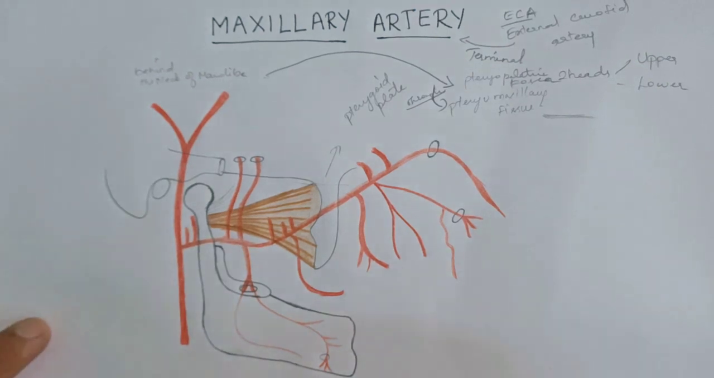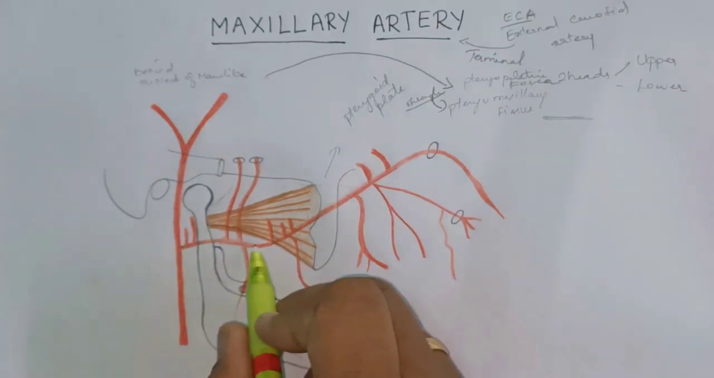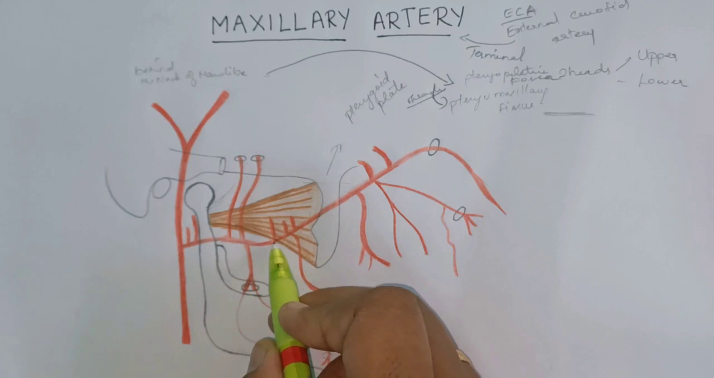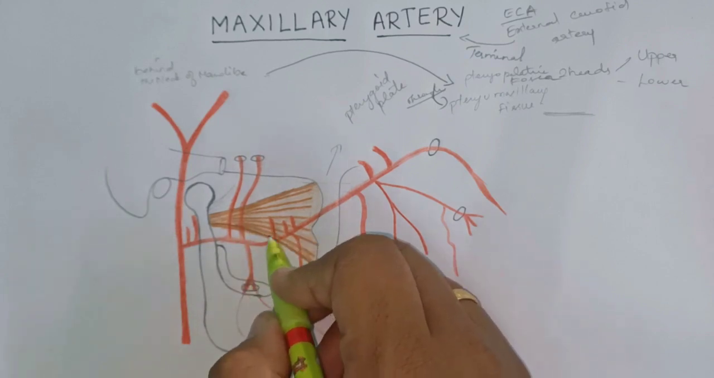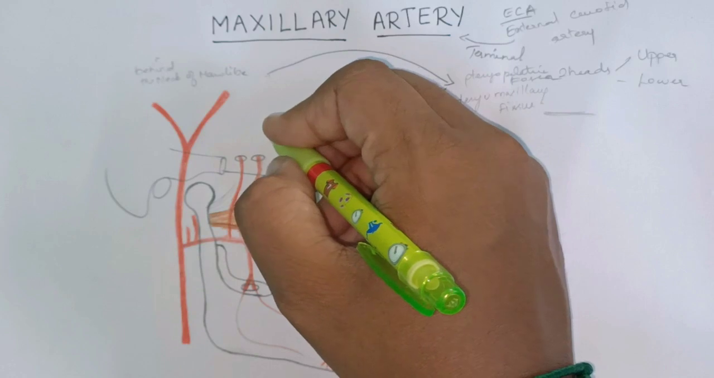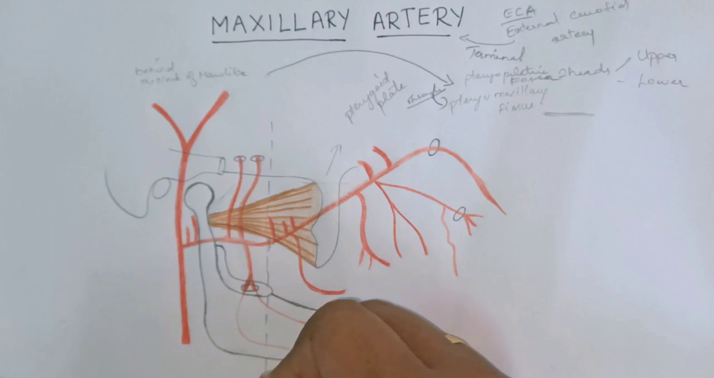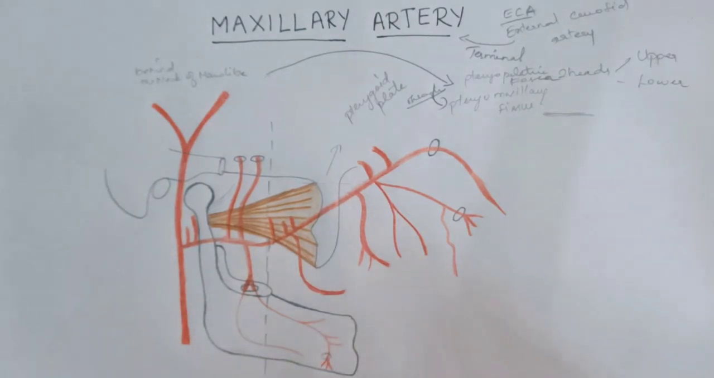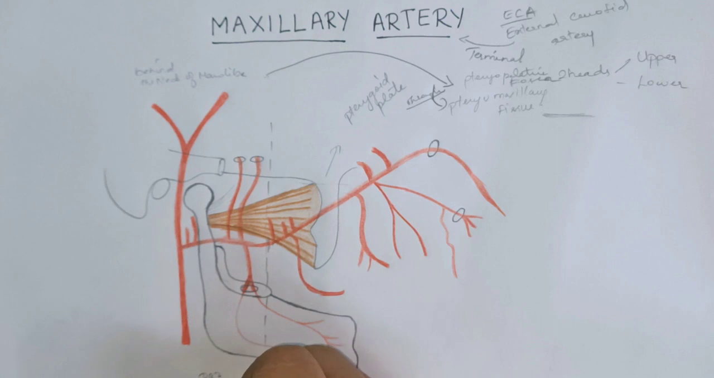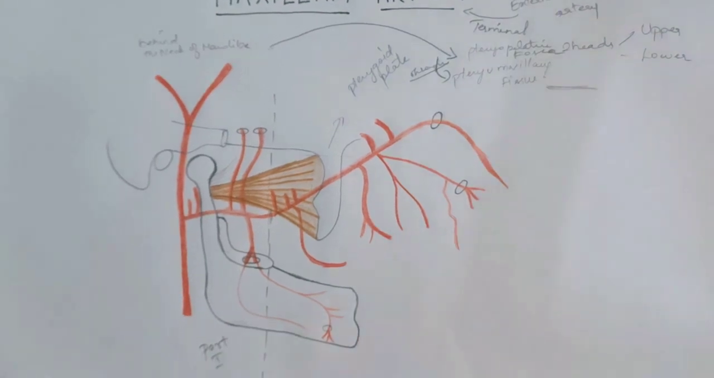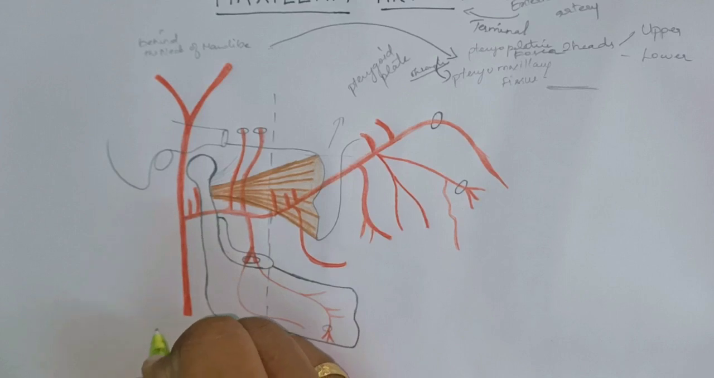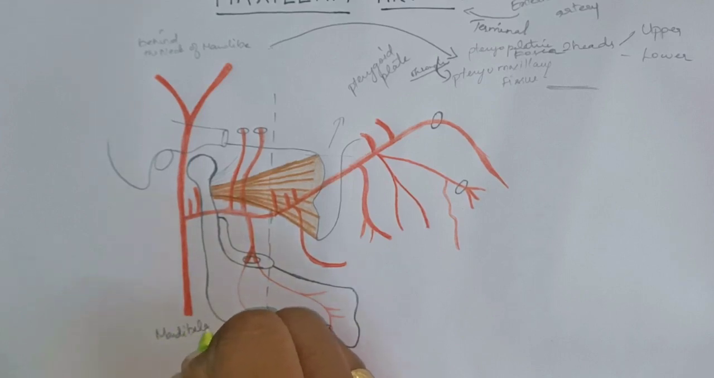Let us divide this into part 1, part 2 and part 3. Let us mark part 1 first, that is your mandibular part. From the neck of the mandible to the lower border of the lower head of the lateral pterygoid, I am drawing the line. This is your first part, also called the mandibular part.